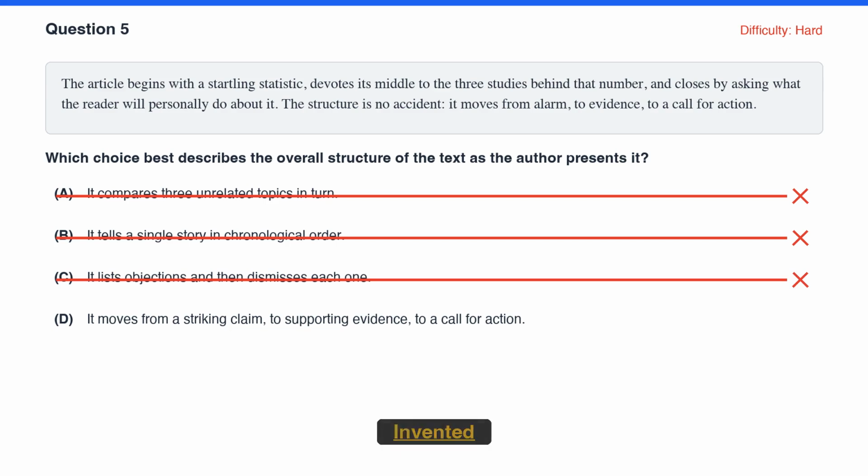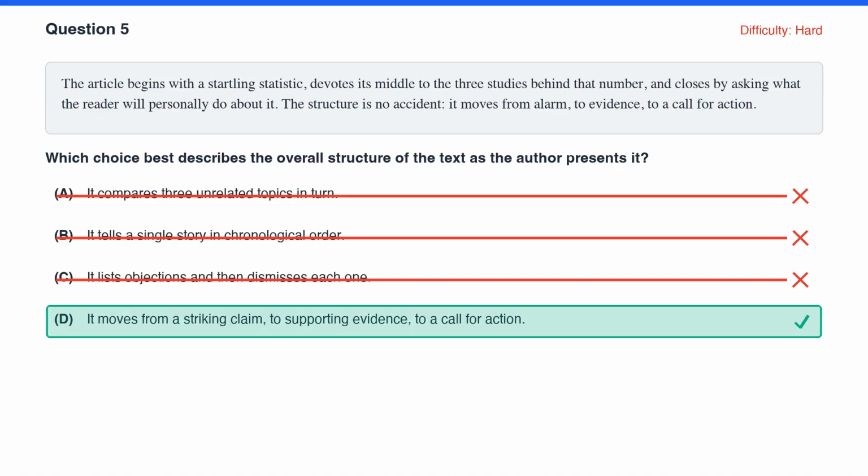Invented. Cross it. Choice D moves from a striking claim to supporting evidence to a call for action. All 3 clauses are supported in order. Answer D. A is the one that catches strong students. It borrows the real number 3 to feel anchored. Verifying every clause is exactly what exposes it. If you can do that on this question, you're set for test day.